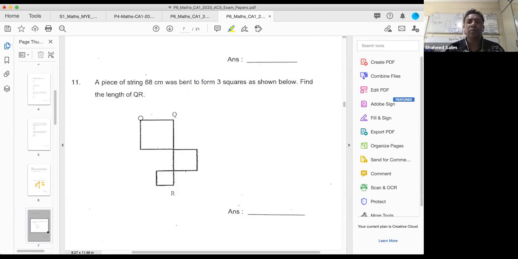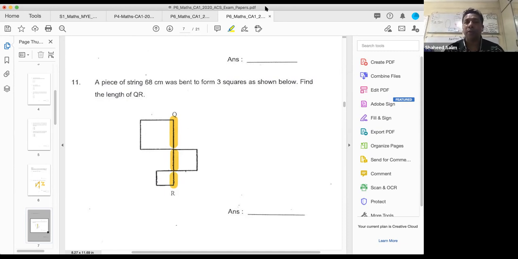Can you see there's 3 squares? 1 square, 2 squares, 3 squares. Let's count the number of lines. There's 4 lines to each square. 4 lines to the second square, 4 lines to the third, and they want you to find 1 line from each. This is from 1 square. This one is from this square. And this one is from the last square.